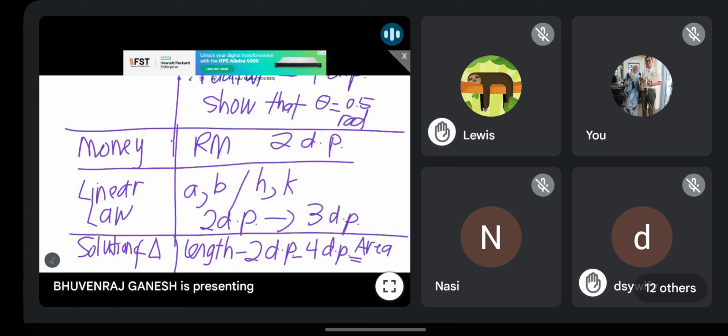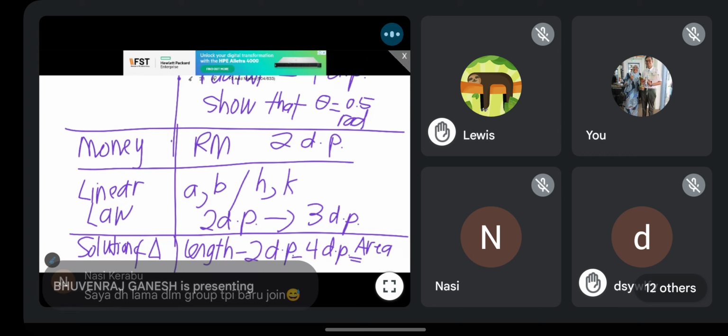Okay. So guys, next area. Berapa DP untuk luas? How many titik perpuluhan? Oh, okay. Tak apa. Sekarang dah dapat kesedaran.